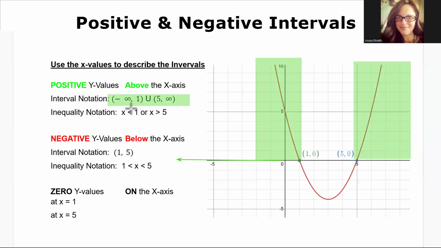You can also use the inequality notation to describe this. The graph is positive when x is less than 1, and also positive when x is greater than 5.